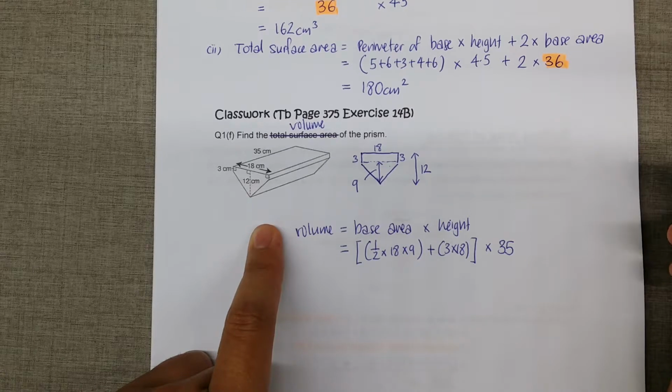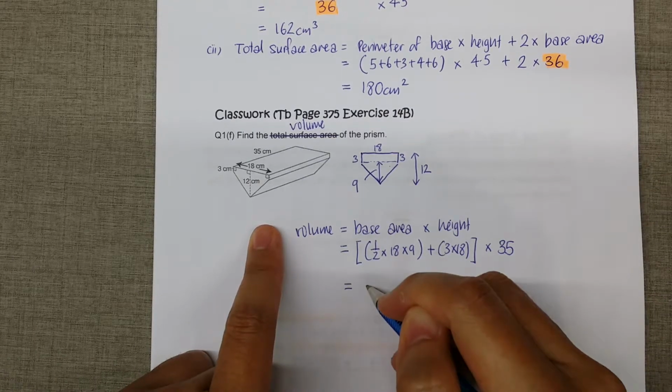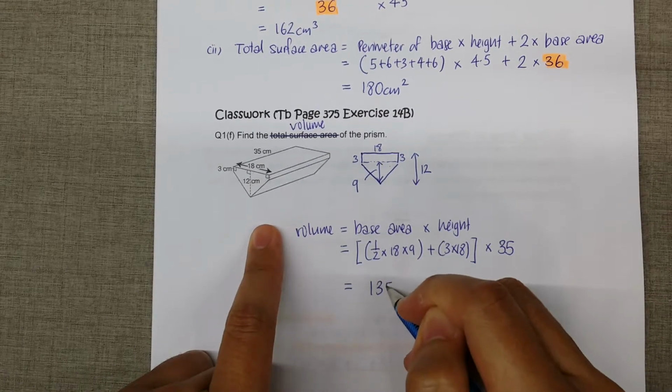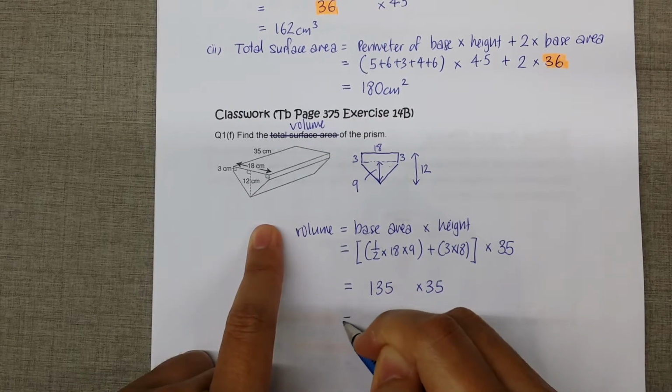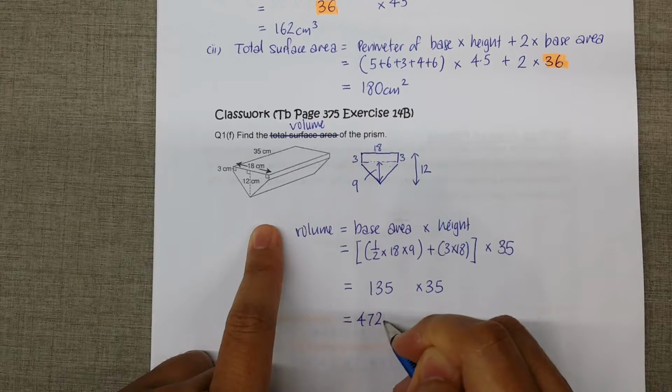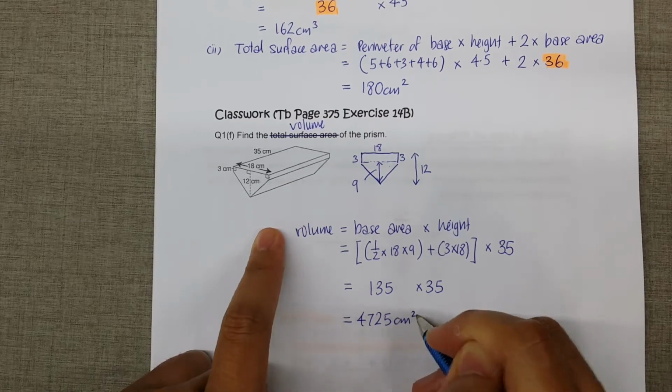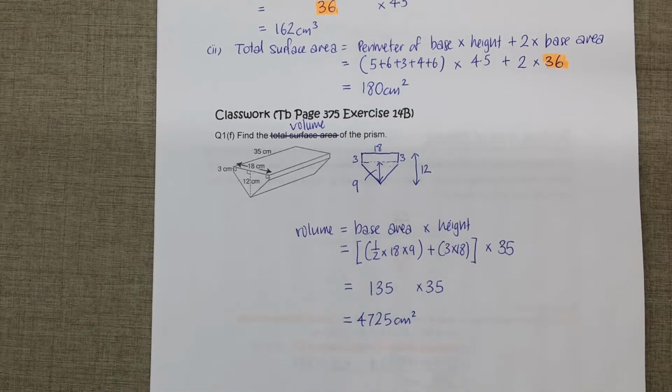Right, let's press your calculator. Base area will be 135 multiplied by the height 35. You will get 4725 cm square. Okay, if you have the correct answer, good job. If you do not, please do our corrections.